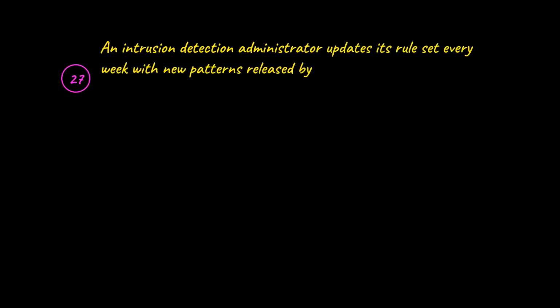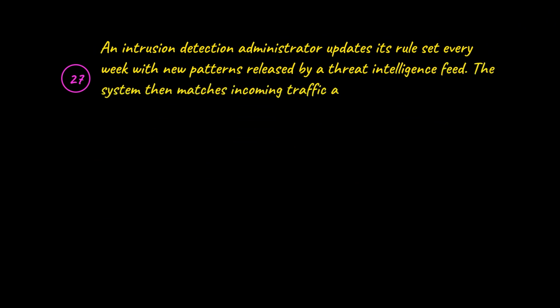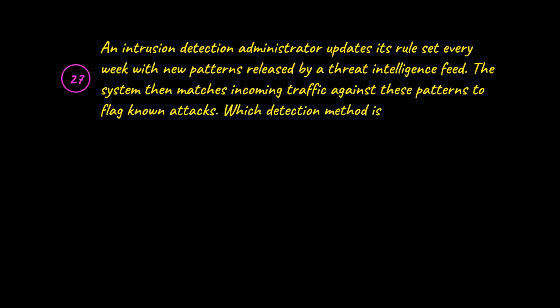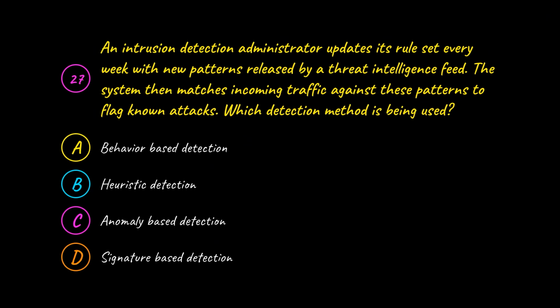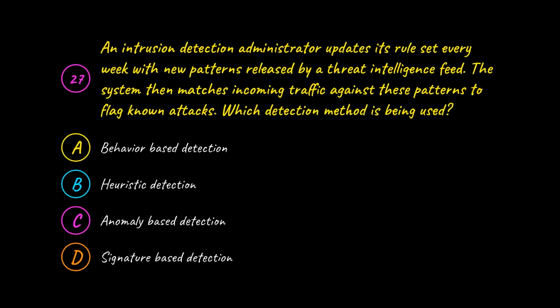Question 27. An intrusion detection administrator updates its rule set every week with new patterns released by a threat intelligence feed. The system then matches incoming traffic against these patterns to flag known attacks. Which detection method is being used? Your options are A. Behavior-based detection, B. Heuristic detection, C. Anomaly-based detection, D. Signature-based detection. Before I reveal it, which one do you think is right?